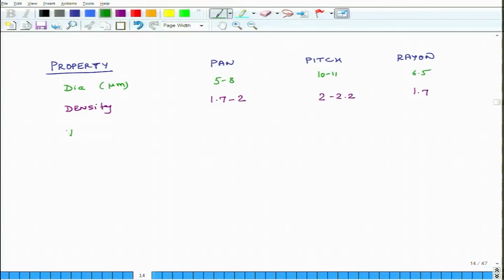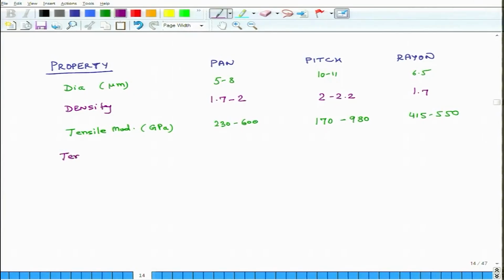Tensile modulus of the fiber. It is in GPa. There is a lot of variation, 230 to 600. For pitch also there is a significant variation, 170 to 980, and this is 415 to 550.